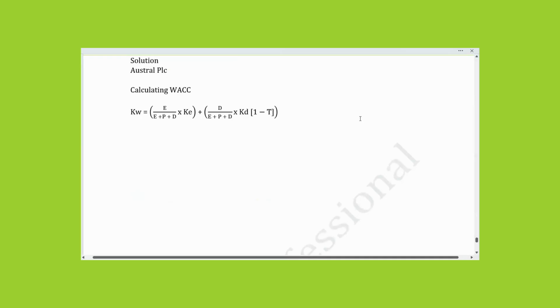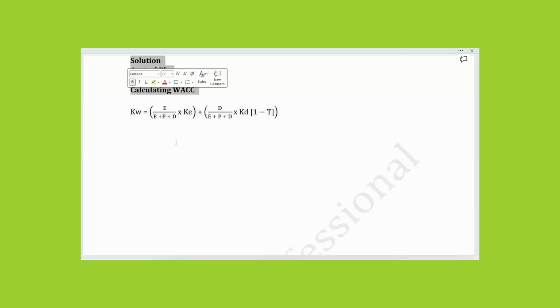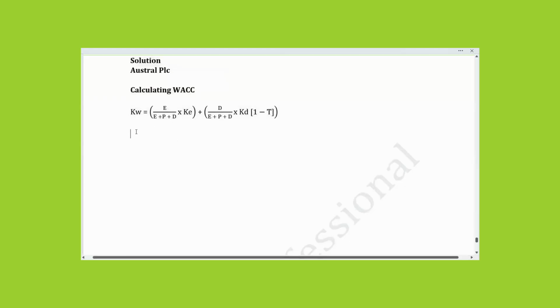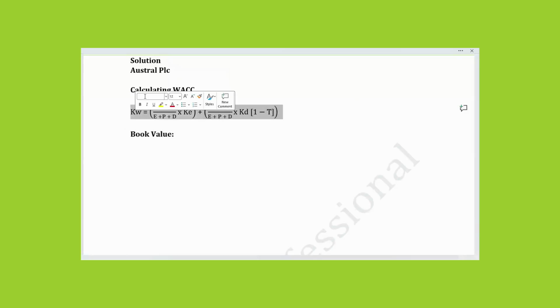All right, so we then have this. So life is easy now. So this is the formula for calculating WACC, right? So I would then say, number 1, using book value. So the examiner wants you to calculate WACC using the book value. So I would then come here. Let's repeat the same formula.